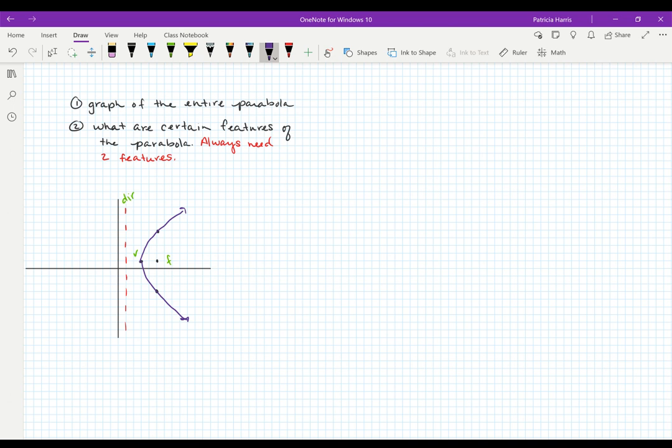So the first thing I usually do is look at the graph and ask, what kind is it? Is it a left or a right? Is it up or down? So this one is a right. Since it's right, I know that my equation is going to look something like this. Now remember, you can use different forms of the equation. Since it opens right, you know that this value is positive.